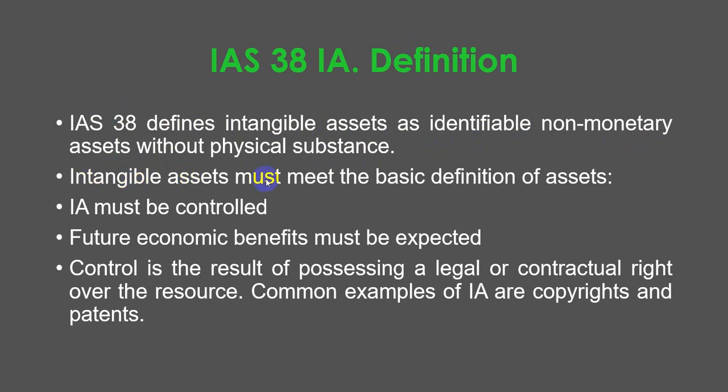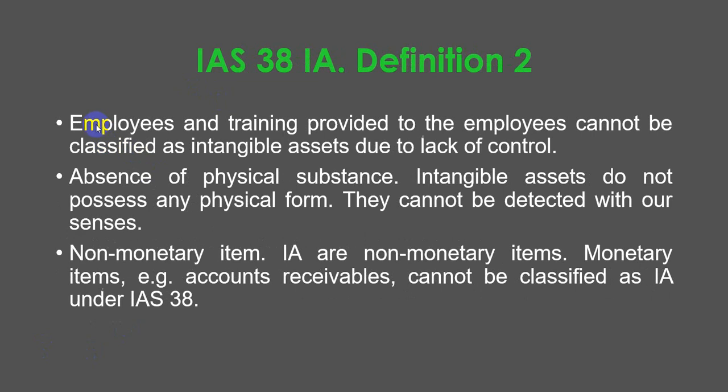Intangible assets must meet the basic definition of assets. Intangible assets must be controlled. Future economic benefits must be expected. What is control? Control is the result of possessing a legal or contractual right over the resource. Common examples of intangible assets are copyrights and patents. So, employees and training provided to the employees cannot be classified as intangible assets due to lack of control.